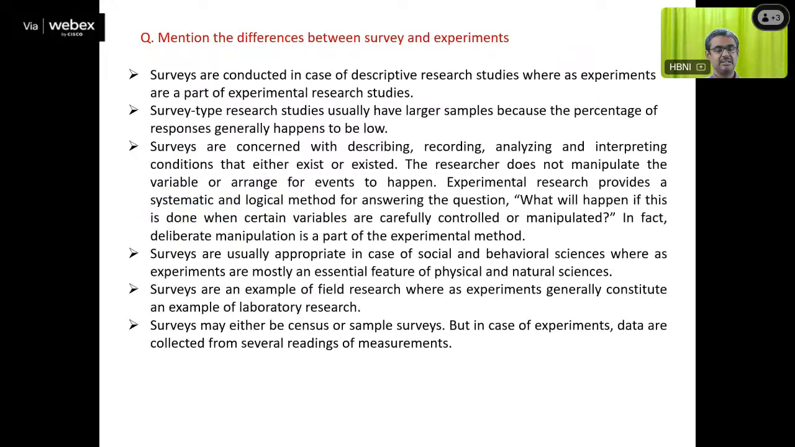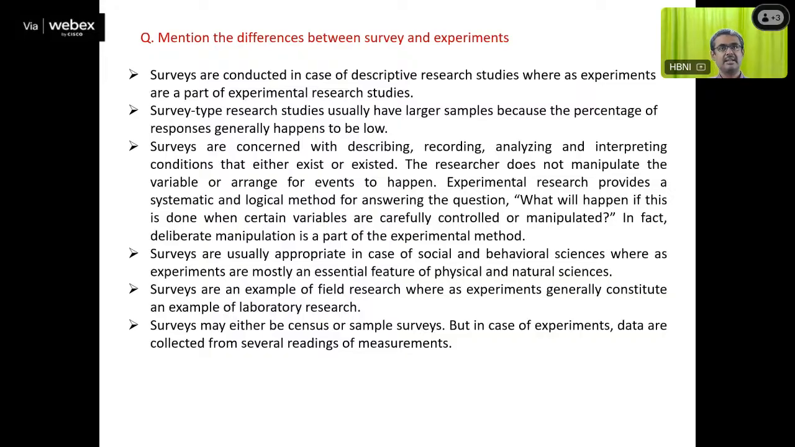Okay. So what are the differences between surveys and experiments? We studied in detail what are surveys, what are experiments, what are observation, what are questionnaires, what are schedules, and what are case studies. So we took many classes on data collection through surveys, experiments, schedules, questionnaires, and also the case study method. Okay. So there was an assignment where you were asked to mention the differences between survey and experiment.